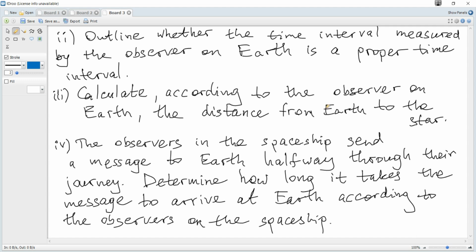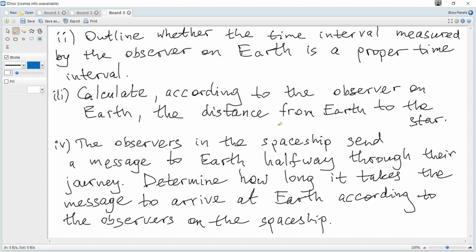Next, outline whether the time interval measured by the observer on Earth is a proper time interval. No, it's not a proper time interval, because the time is not measured at the same place between the two events.